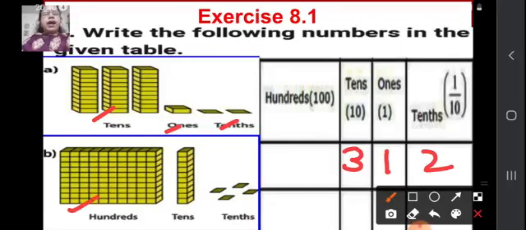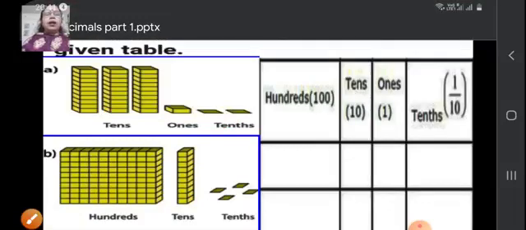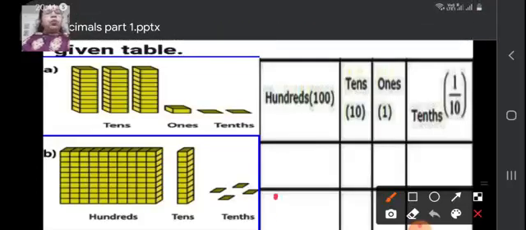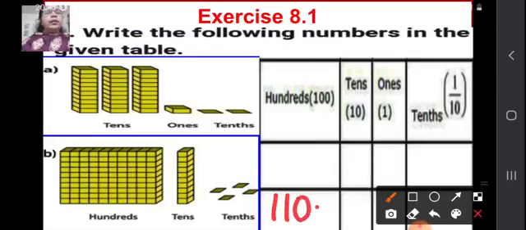The next one, we have 1 hundreds, 1 tens. We do not have any number in ones place, then 4 tenths. So, we will write 1 in hundreds place, 1 in tens place, and in tenths place we will write 4. We do not have any digit in ones place. So, 0 comes here in ones. So, what will be the number? The number will be 110.4.